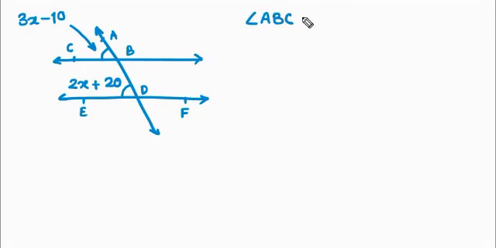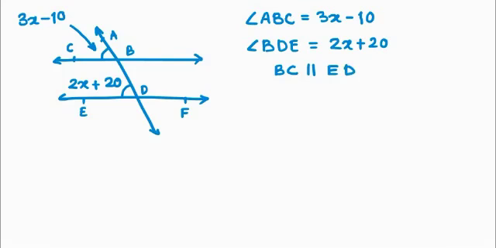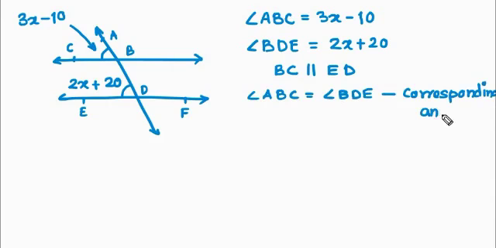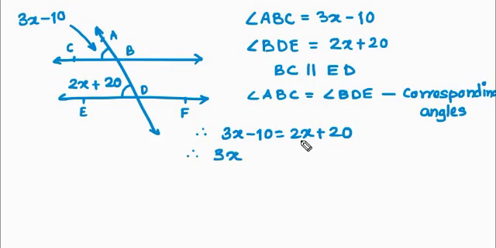Given is... From the figure we see that angle ABC and angle BDE form corresponding angles in this parallel line and transversal scenario, and therefore... I will take all the terms with x on one side and all numbers on the other side. So that gives me 3x. 2x moves here, becomes minus 2x. That is equal to minus 10 moves that side, becomes plus 10. And therefore x is equal to 30.